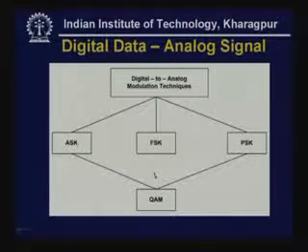On the other hand, if your data is digital in nature, then you can use ASK, FSK or PSK, or a combination of ASK and PSK, which is known as QAM, to generate the analog signal. So, depending on whether your data is analog or digital, you will use either amplitude modulation, frequency modulation, or phase modulation if your data is analog, or ASK, FSK, PSK or QAM if your data is digital, as we have discussed in detail in the previous lectures.